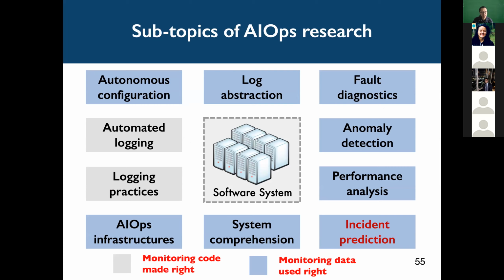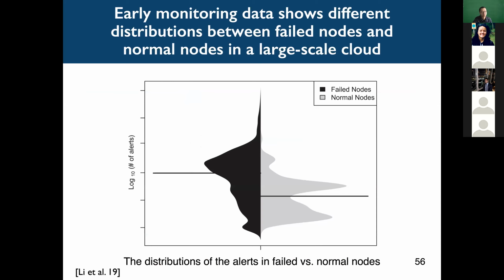Then I'll give an example of incident prediction. Incident prediction is about predicting future incidents, for example, predicting future failures. So in this example, we want to predict whether a node of a cloud computing system would fail in the future, for example, in the next day, right? Can we do this? How can we do this?